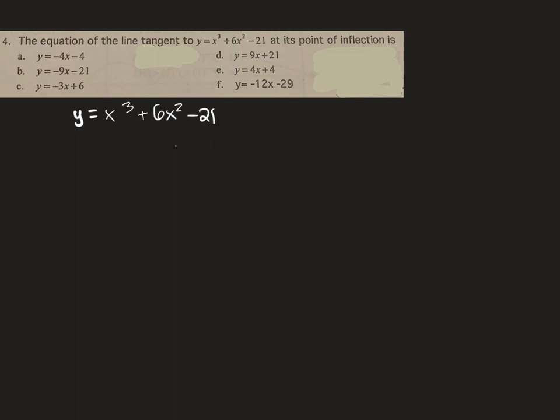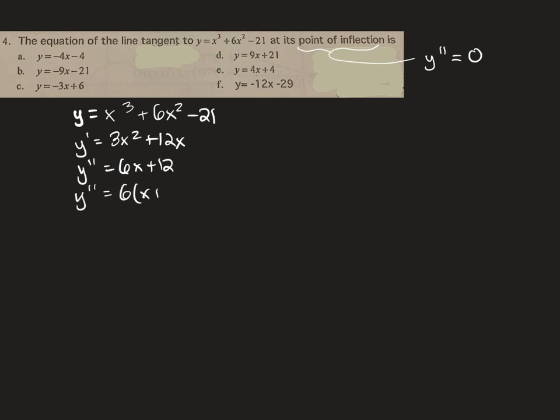So we're going to do a little bit of curve sketching here. One thing we know is a point of inflection occurs when the second derivative is equal to 0, and it changes concavity at that point. So let's go find the second derivative. First derivative, 3x squared plus 12x, and second derivative, 6x plus 12. Then we're going to factor so that we can figure out where it's equal to 0. We factor out a 6, and we have x plus 2, which means y double prime is going to equal 0 where x plus 2 is 0, so x equals negative 2.